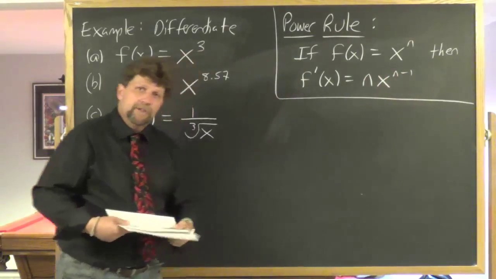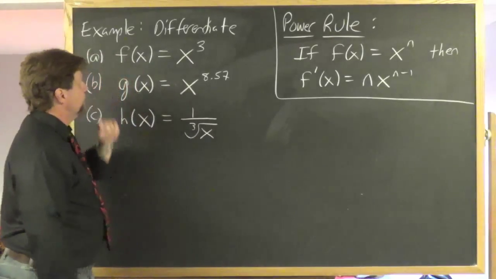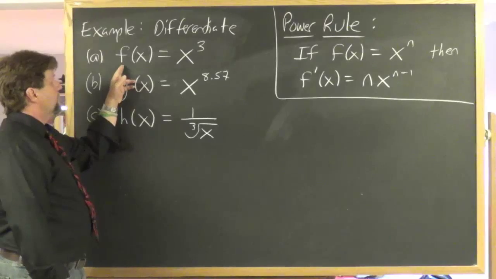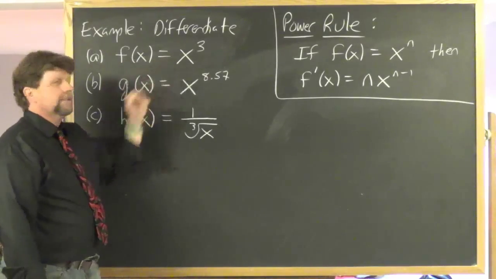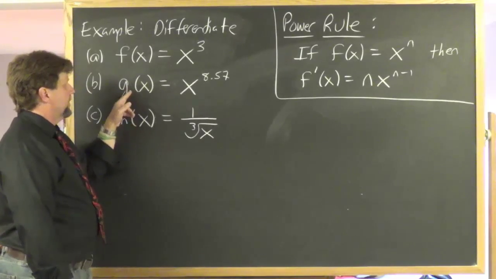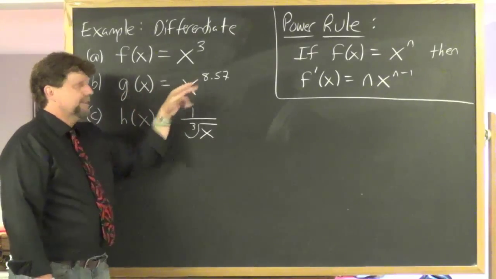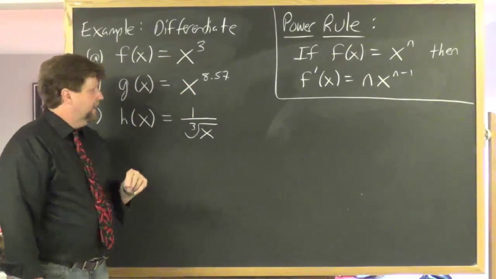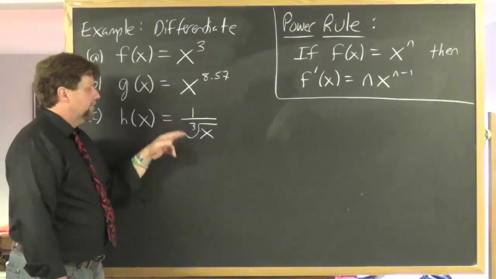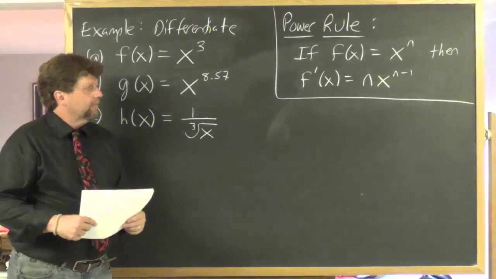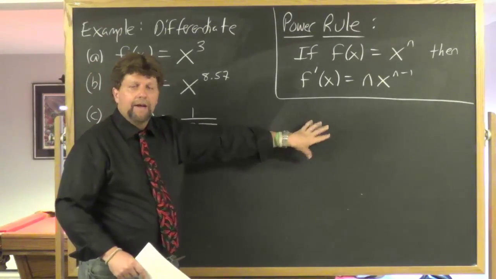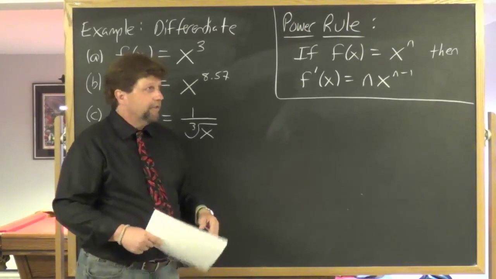So the example that we just left with was to differentiate, and there were 3 parts, a, b, and c. The function in a was f of x equals x cubed. Part b, get the derivative of g of x equals x to the 8.57. And in part c, get the derivative of h of x equals 1 over the cube root of x. I'll just work out parts A, B, and C here. I'll have to do some erasing, but that's no big deal.